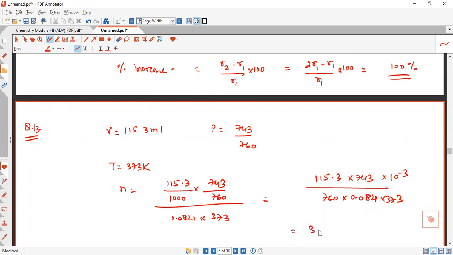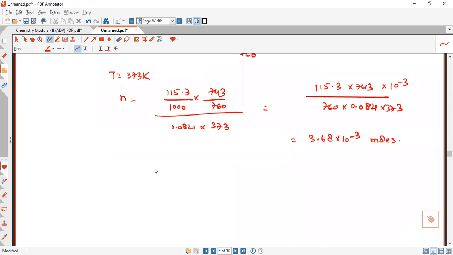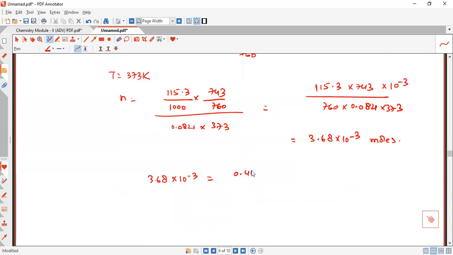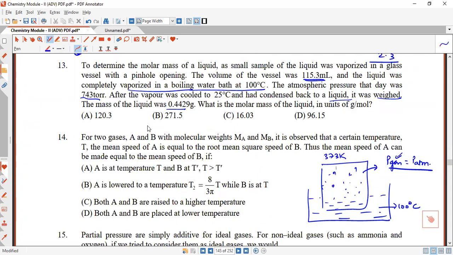This will come close to 3.68 into 10 to the minus 3 moles. Okay. Now you can say what is molar mass. So 3.68 into 10 to the minus 3 is equal to 0.443, let's say I'm writing 0.443, divided by molar mass. So molar mass is nothing but 0.443 divided by 3.68 into 10 to the minus 3. So 443 divided by 3.68. Let us solve it. Okay, just see the option. 120 times 360. Okay, so this is going to be our answer. Let's cross check it. Yes, this is our answer.